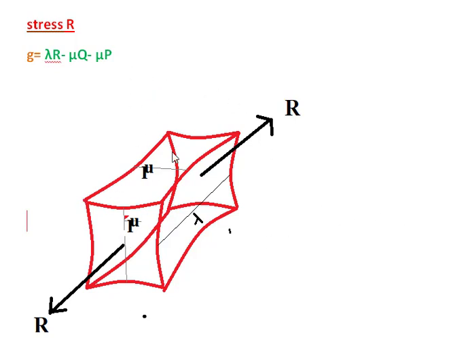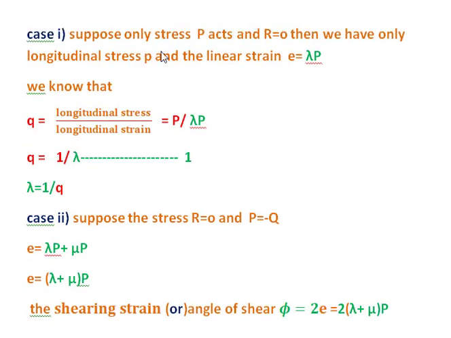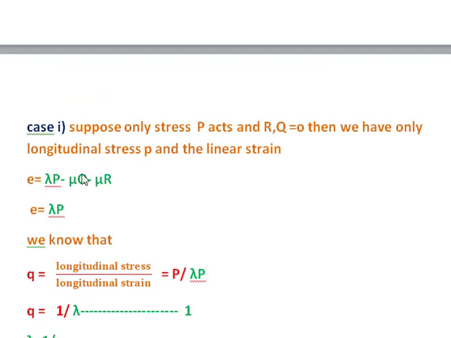and mu into P, the P direction. So e is equal to lambda R minus mu Q minus mu P. Now consider the stress P only acting. So R is equal to 0. Then we have only longitudinal stress P and the linear strain. The equation e is equal to lambda P minus mu Q minus mu R. R and Q are taken as 0. So this term is cancelled. So e is equal to lambda P.